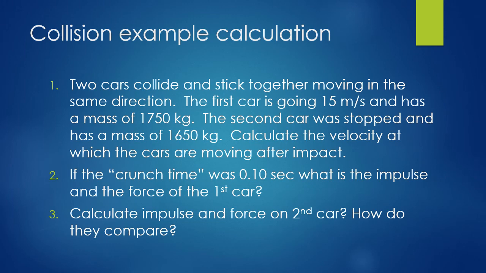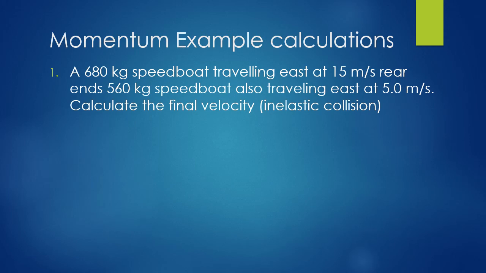Here are the problems that we are going to look at in the video. Notice we have two cars colliding and sticking together, so it is an inelastic collision, and we're calculating the final velocity in the end, that V sub F. Look at another example, in this case, two speedboats colliding, and this is also going to be an inelastic collision. So we're once again calculating that final velocity of those two speedboats colliding and sticking together.